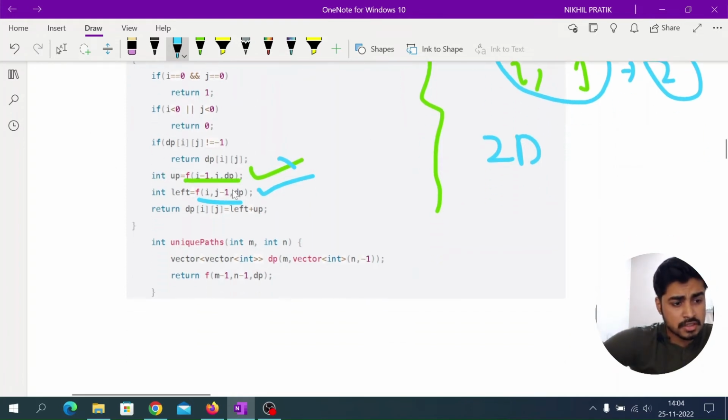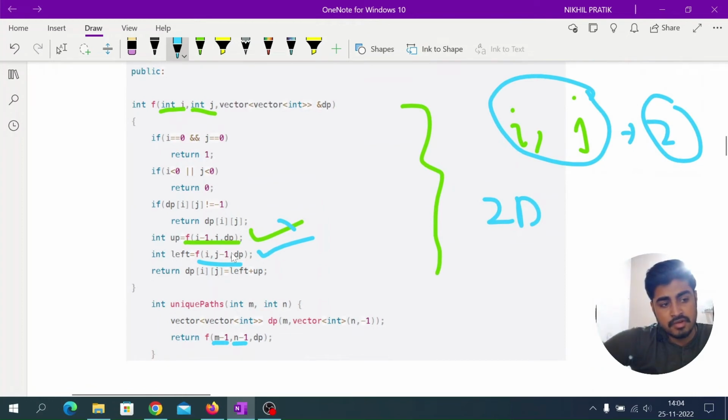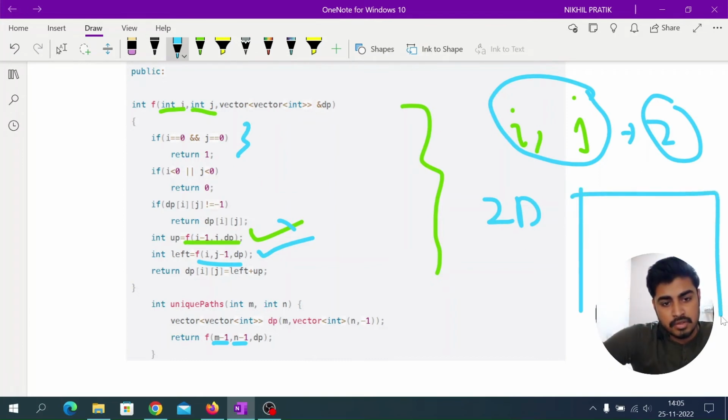So now you can see that i is starting from m minus 1 and j is starting from n minus 1, and it is reducing itself and going down to 0, right? And at 0 we have a base condition, where it returns. So in this case we have a 2D array where, if I consider this part as i and this part as j, i goes from 0 to m minus 1 and j goes from 0 to n minus 1, right? So what will be the size of the array?